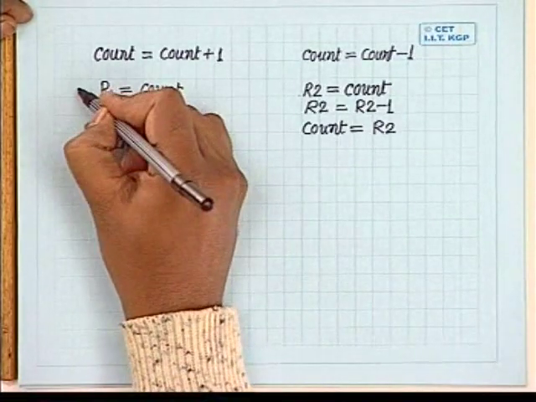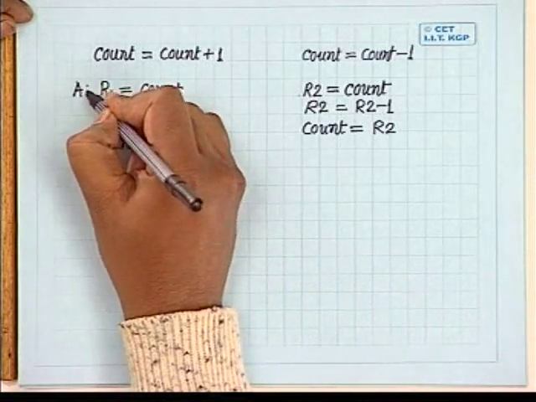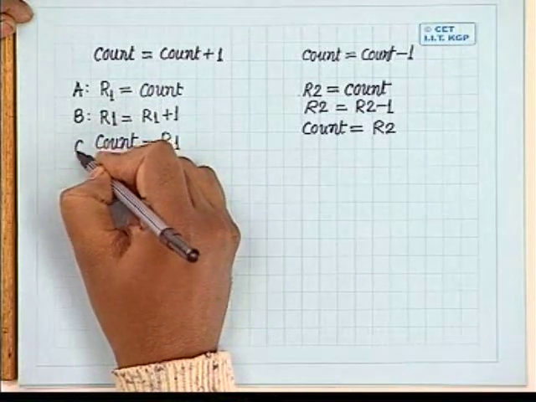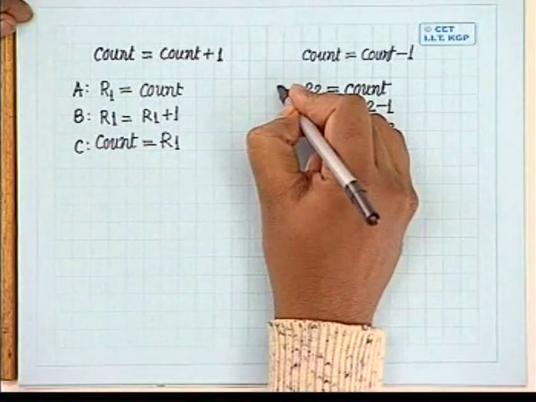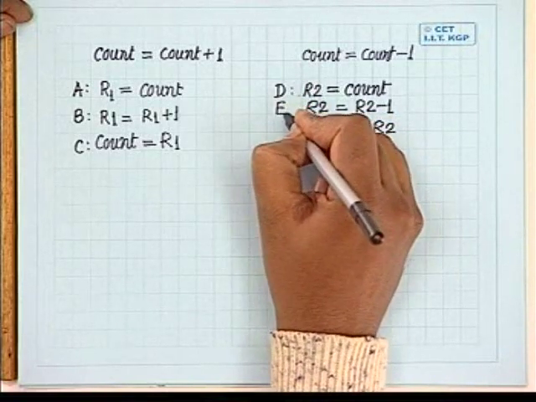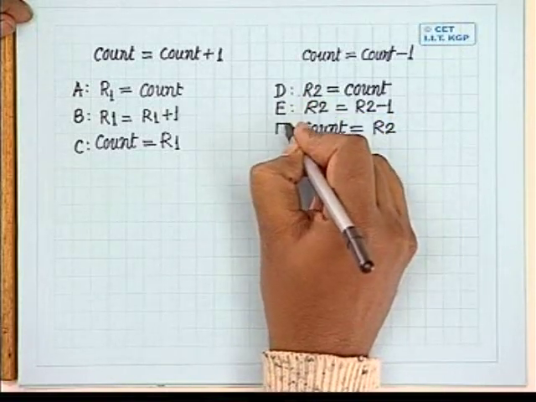Now let us assume that this is statement A, this is statement B, and this is statement C, this is statement D, this is E, and this is F.